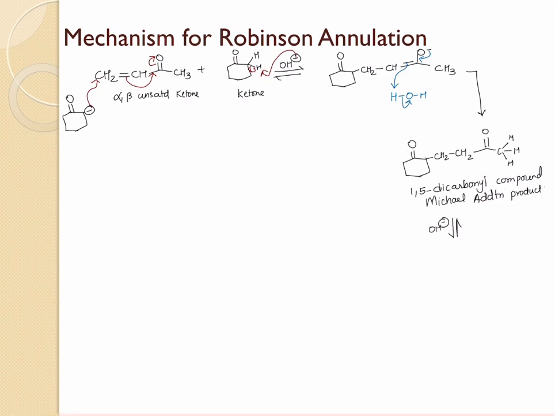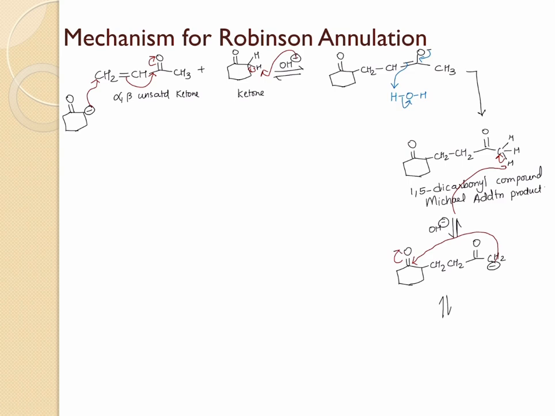And one of these hydrogens will be abstracted. It's going to form the enolate ion. So here is the structure of the enolate ion. And this enolate ion is going to make a nucleophilic attack on this electrophilic carbonyl carbon, thrusting these electrons onto oxygen to form a tetrahedral intermediate.